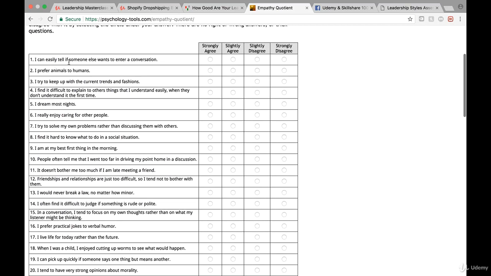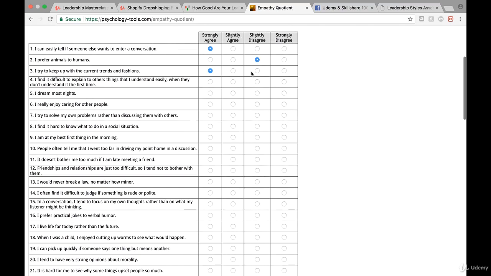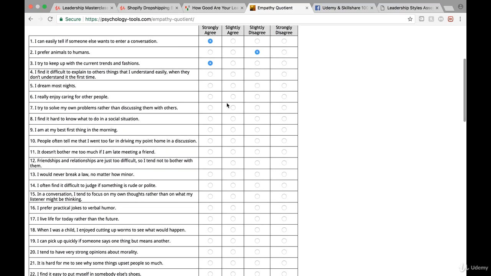Number 1, I can easily tell if someone else wants to enter a conversation. So I strongly agree with that. I know when people want to do that. Then I prefer animals to humans. Well, actually, I slightly disagree. Then I try to keep up with the current trends and fashions. Strongly agree. Then I find it difficult to explain to others things that I understand easily when they don't understand it the first time. So actually, I strongly disagree with that because, well, I'm an online teacher, so I shouldn't strongly agree with that.